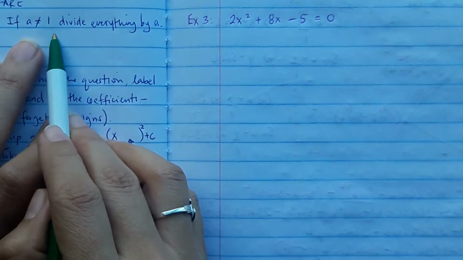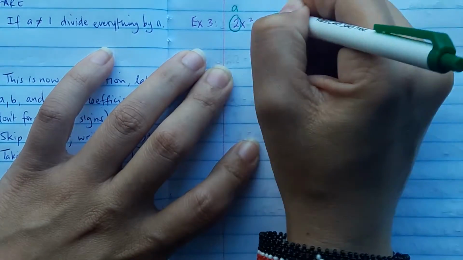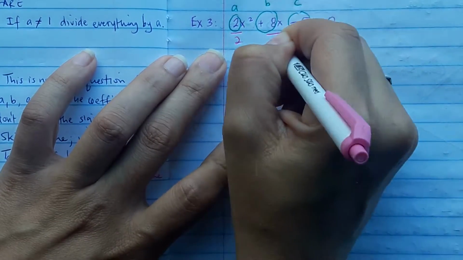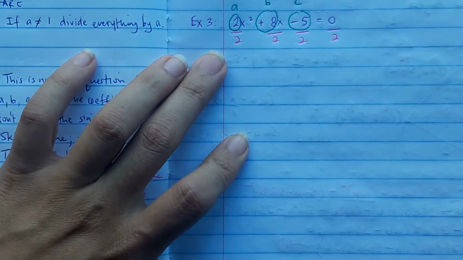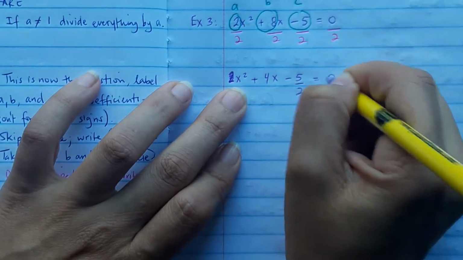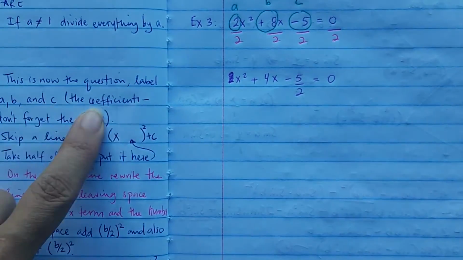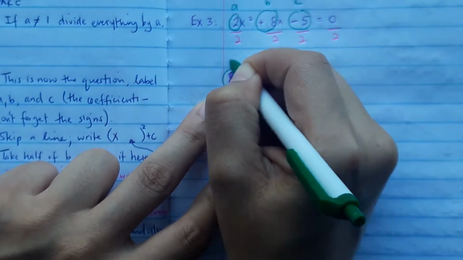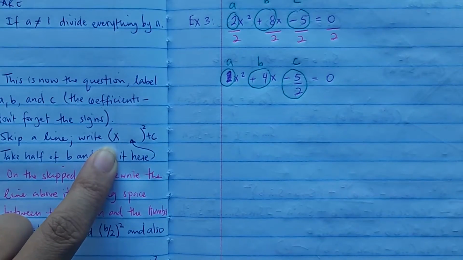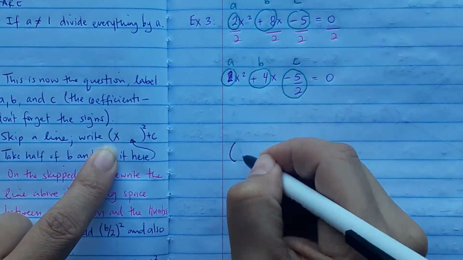Again, label A, B, C, D. If A is not equal to 1, divide everything by A. So I do need to divide everything by 2. So my new equation is going to be x squared plus 4x minus 5 over 2 equals 0. Alright, then label A, B, C. So A, B, and C. Don't forget the signs. Skip a line and write the parentheses squared plus C.